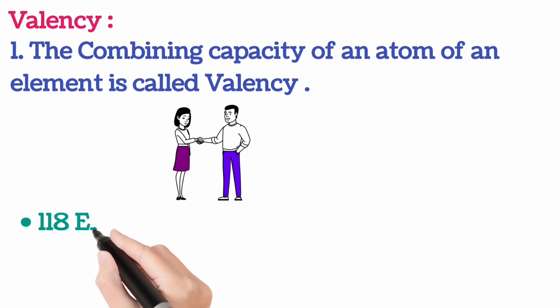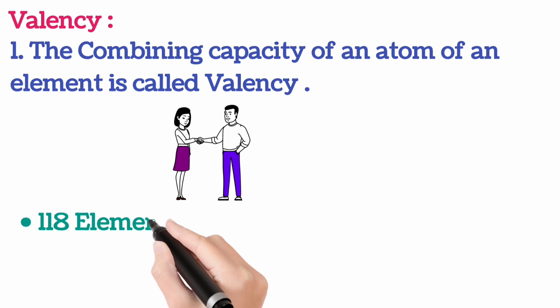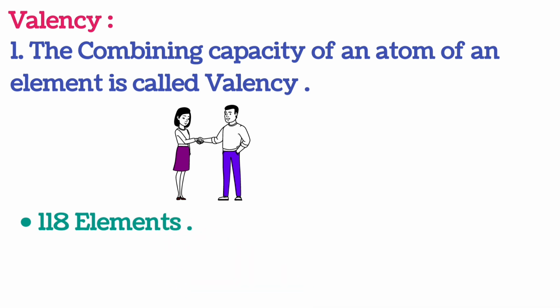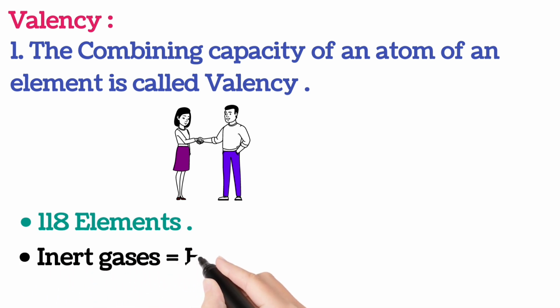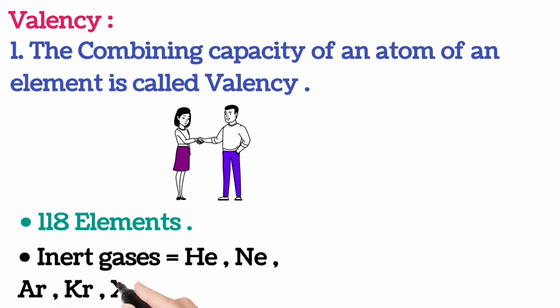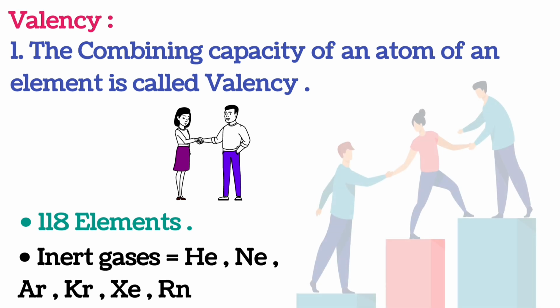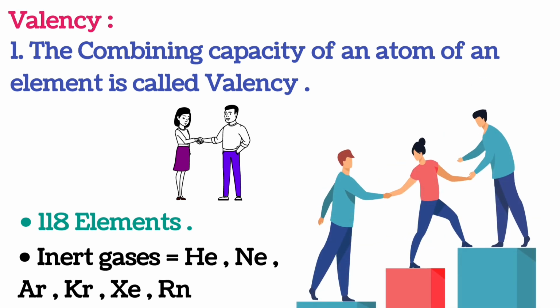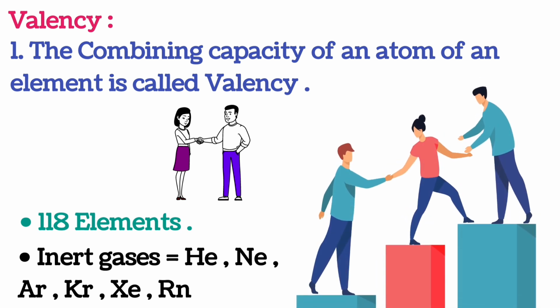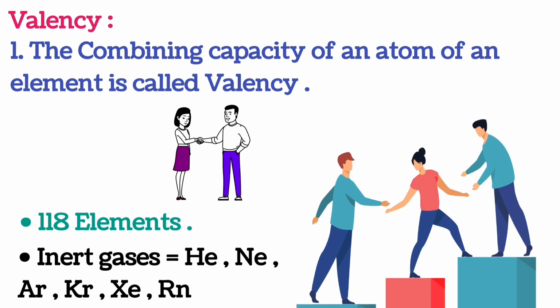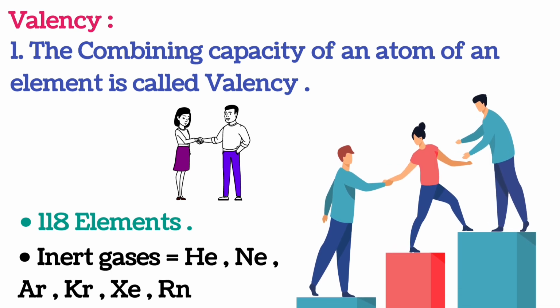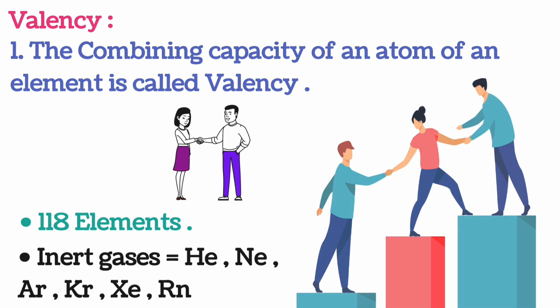Actually, in the universe, there are 118 elements. Out of these elements, only a few are stable. Mostly, inert gases are stable. All the remaining elements are unstable. So all these unstable atoms will get stability by combining with other atoms. That combining capacity is called the valency.